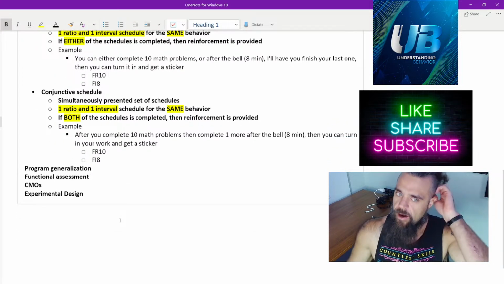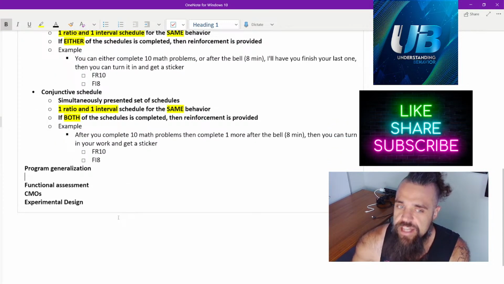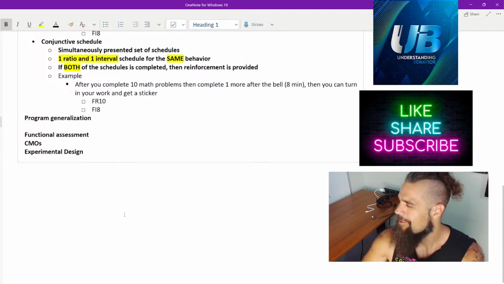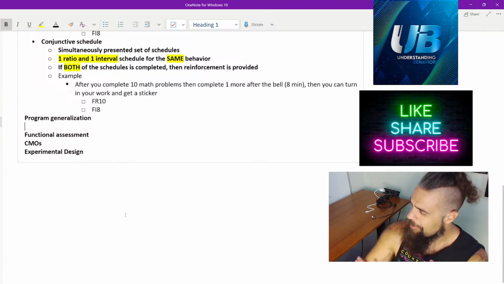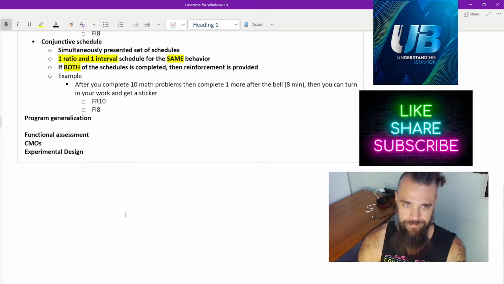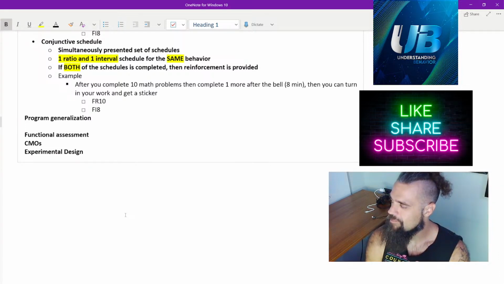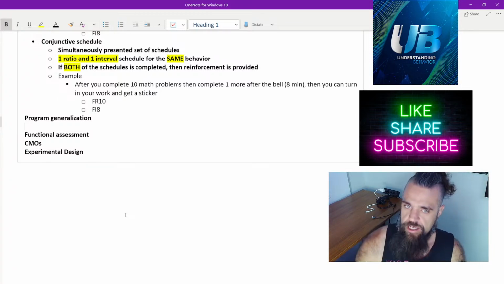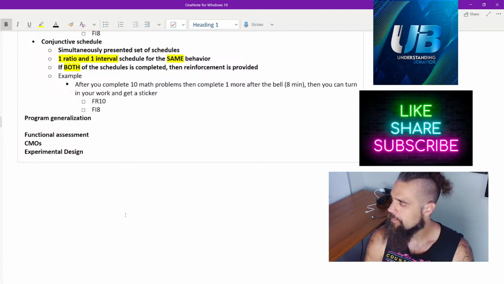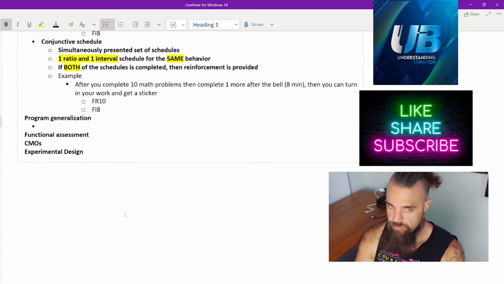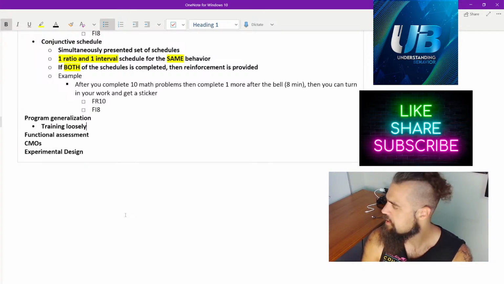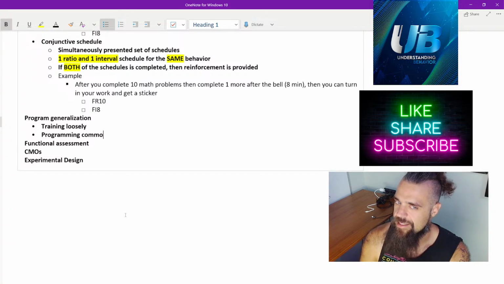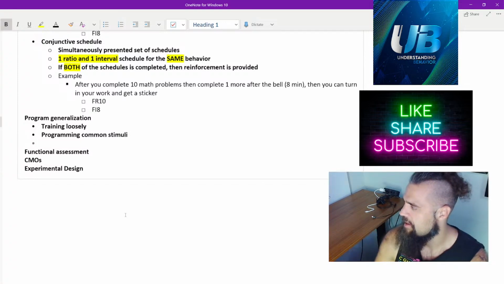Okay, let's go over to our strategies for programming generalization. Why don't you guys throw these into chat, and then we'll go ahead and discuss them. Yeah, hopefully that was helpful, Ava. So programming generalization, what are our different strategies? Cool, yeah, we've got training loosely. Nice, Grace, good to see you here. Yeah, programming common stimuli. Awesome, Robin.